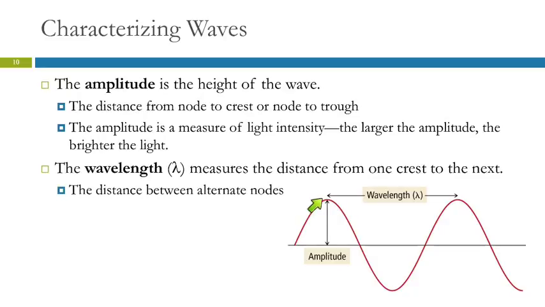So from this peak to this peak, or you could measure from the trough to the trough. It's how long the wave is. And so this would be the distance between those waves coming in on the ocean. Any questions?